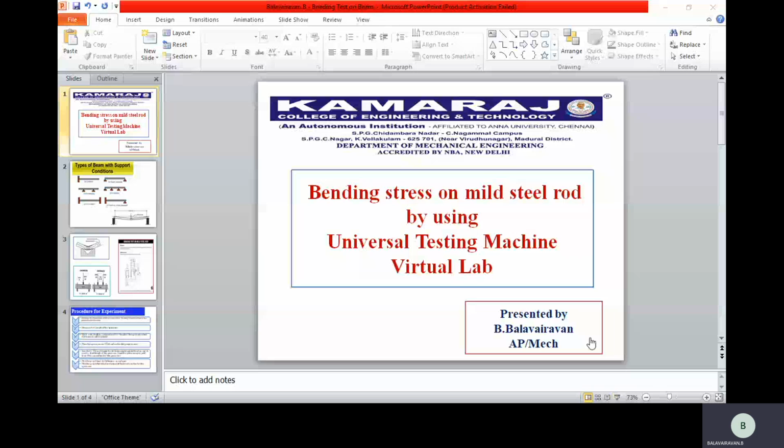The name of the experiment is bending test on mild steel rod. So now I share my PPT. So the bending stress on mild steel rod is available in the virtual lab. The test is carried out by using universal testing machine. Then I change my slide.